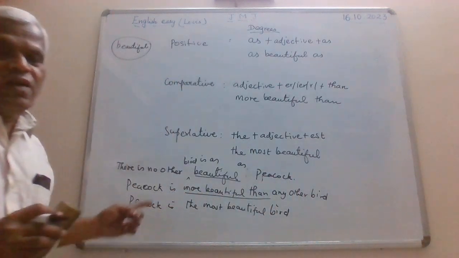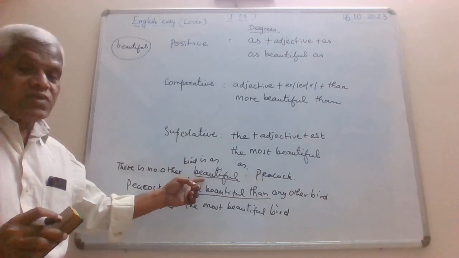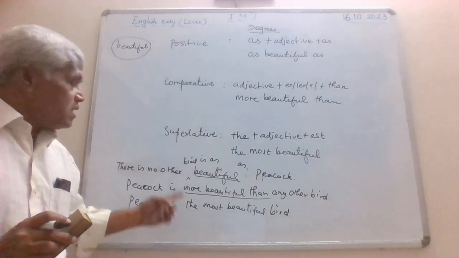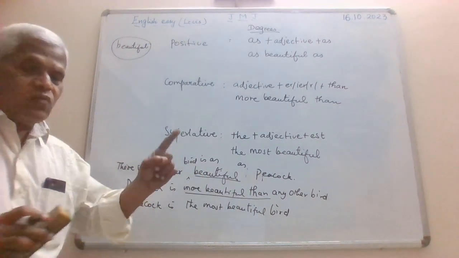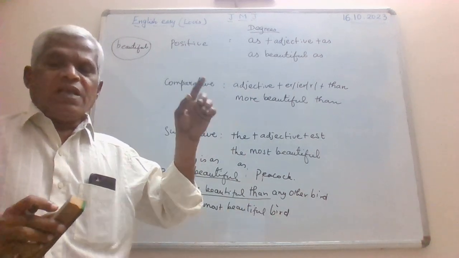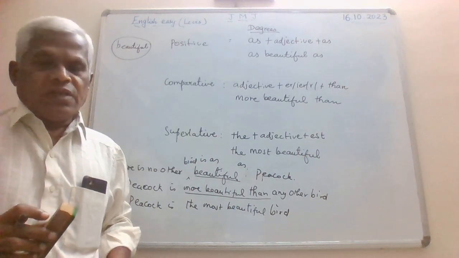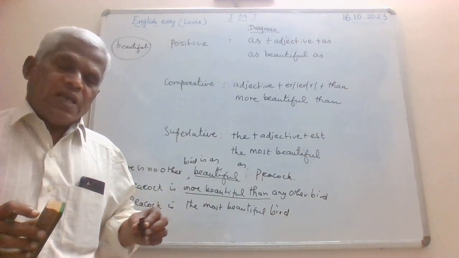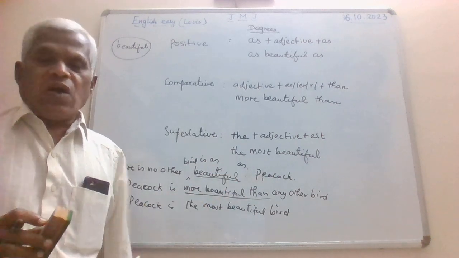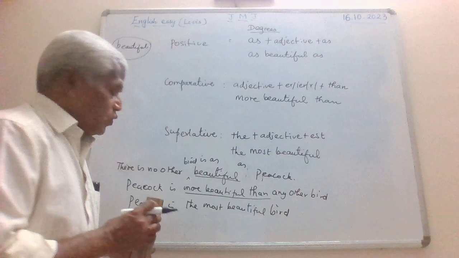So this is one way of comparing the degrees. But of course the adjective is the same for all the degrees. Now we are comparing one particular bird with all the other birds and saying that the peacock is the most beautiful bird. There is no other bird as beautiful as peacock. This is one way of writing. I just wanted to show you this.